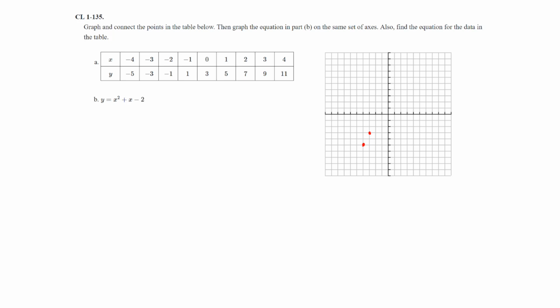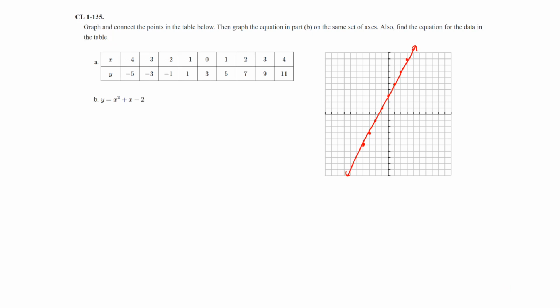Whoops. Try that one again. Negative 2, negative 1. Negative 1, 1. 0, 3. 1, 5. Hopefully you're starting to see what's going on. 2, 7. 3, 9. And then 4, 11. So you can see that is a line. Let's go ahead and connect them.